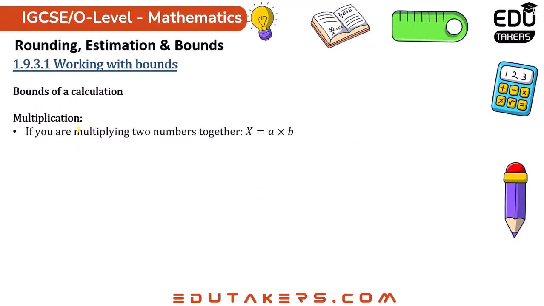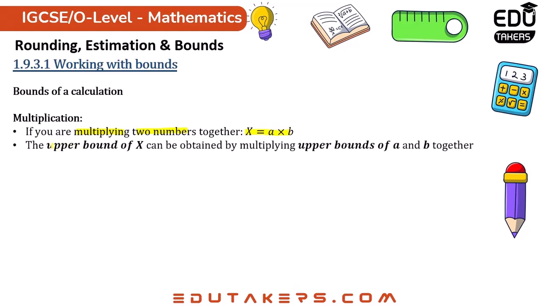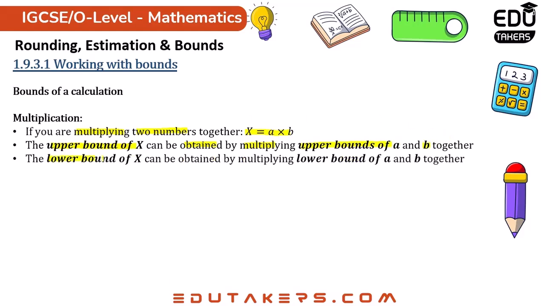Multiplication. If you are multiplying two numbers together, x equals a times b, the upper bound of x can be obtained by multiplying the upper bounds of a and b together. The lower bound of x can be obtained by multiplying the lower bounds of a and b together.